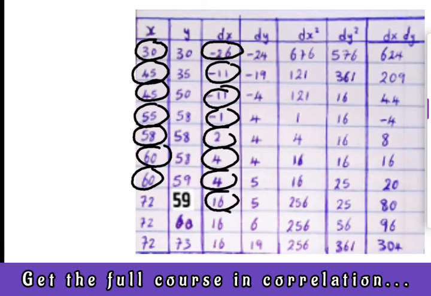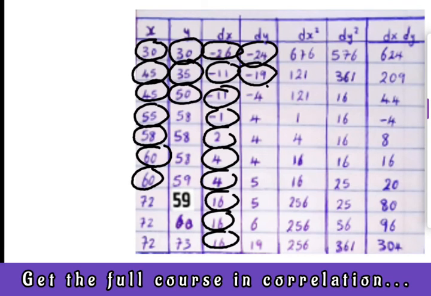Then we'll go to dy. The column of dy now, we're going to take each of the scores of y and subtract the assumed mean of y from it. So the assumed mean of y is 54. So we'll say 30 minus 54 will give minus 24. 35 minus 54 will give this. So that is how we'll get all the values for the dy.